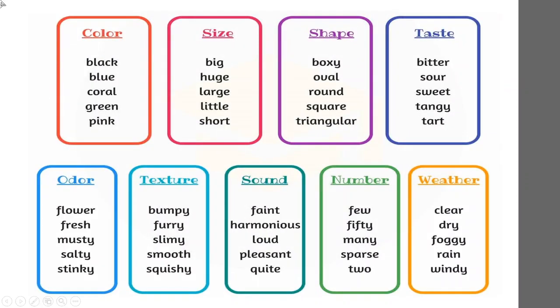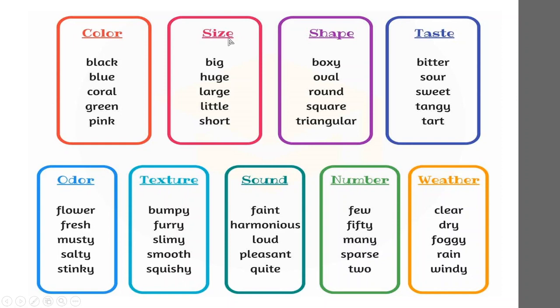Next, we have different types of descriptive adjectives based on color, size, shape, taste, odor, texture, sound, number, and weather. There are a lot of adjectives on the internet. This picture that you're looking at right now was downloaded from the internet. Let's discuss some examples. Under color, we can say black car, blue car, coral, green, pink. These are based on colors. When we say colors, we are also considering them adjectives.